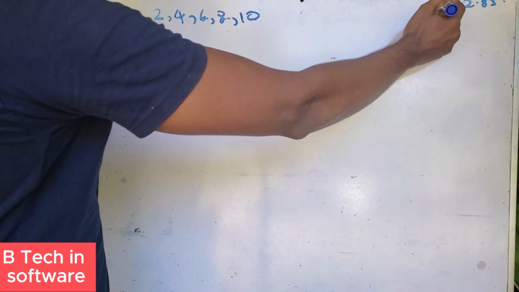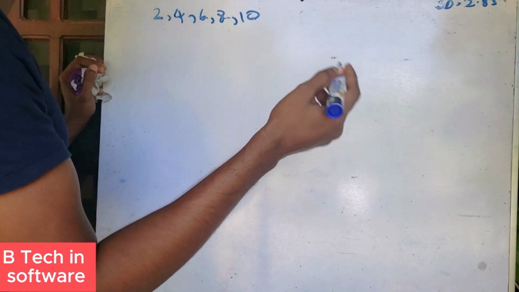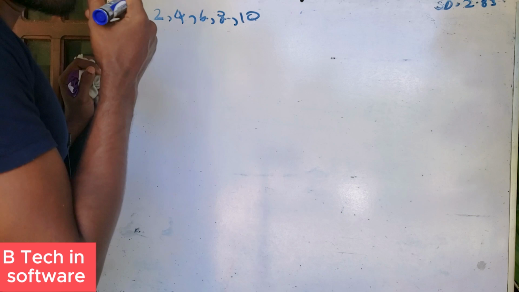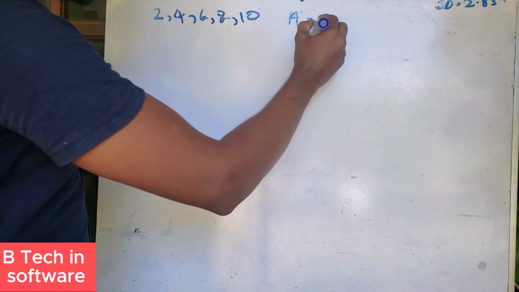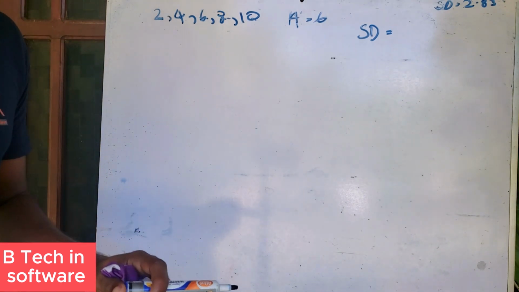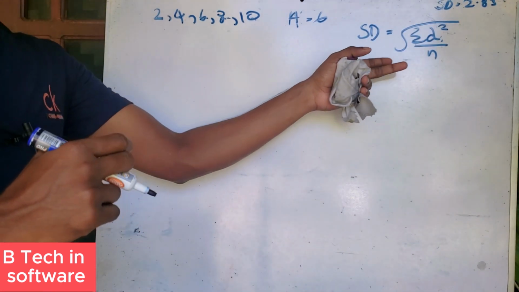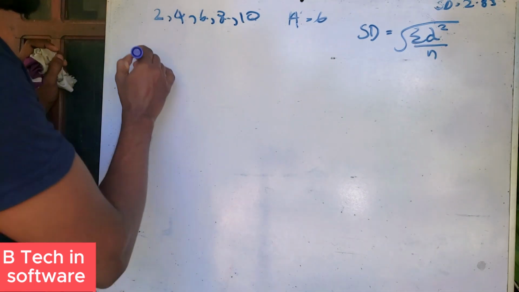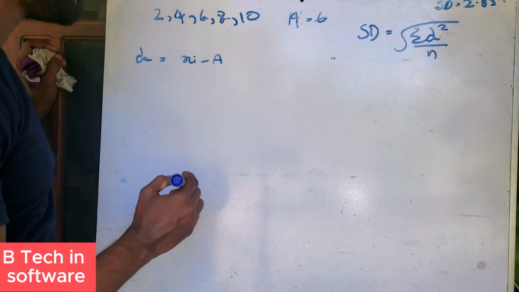Previously we took the standard deviation without an assumed mean. Now this time we calculate the standard deviation with an assumed mean. I will take the assumed mean as 6. To find standard deviation with assumed mean, this is the equation. We need to find the di value. To find d, we need to subtract the assumed mean from xi.